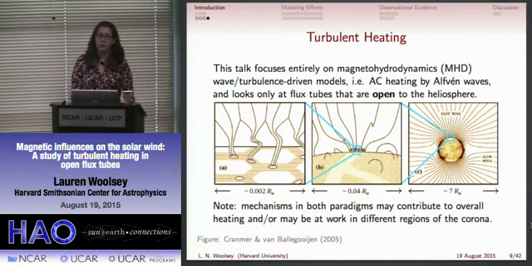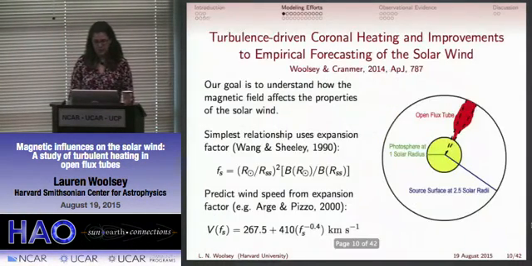And I do want to make the note that while I'll be talking about MHD waves and Alfvén waves and the turbulent heating aspect of all of this, mechanisms in both paradigms may be contributing and may be working at different amounts in different regions. So it's still a very open question, but we can answer a lot of things about open flux tubes in regions where we often see fast wind.